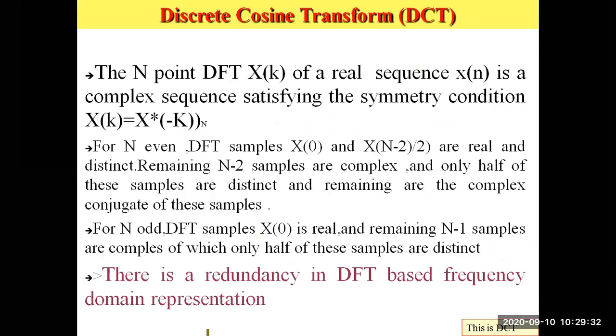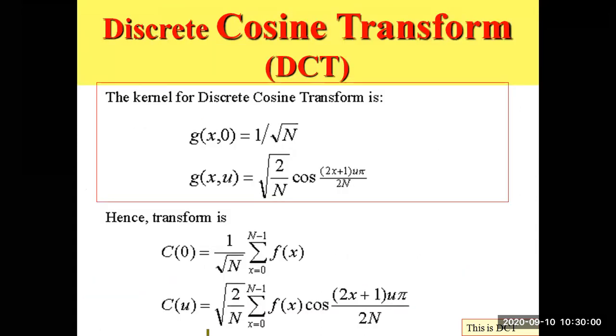So in the discrete cosine transform, simply, the capital N-point DFT of a real sequence x of n is a complex sequence satisfying the symmetric condition X of k equals X star of minus k. So there is some redundancy in the DFT frequency domain representation, meaning we are representing some sample points repeatedly. That redundancy can be reduced by the discrete cosine transform.